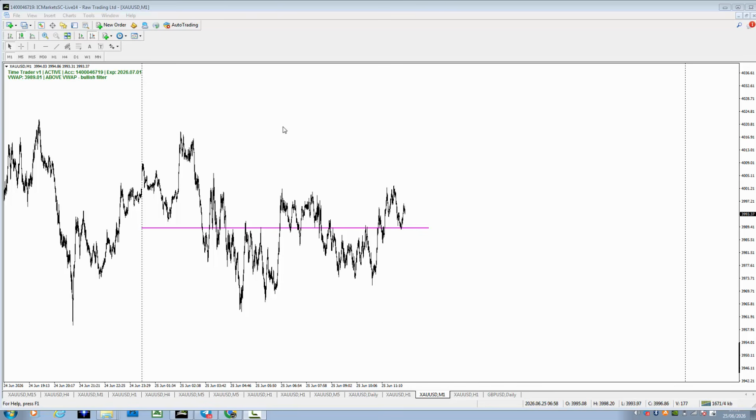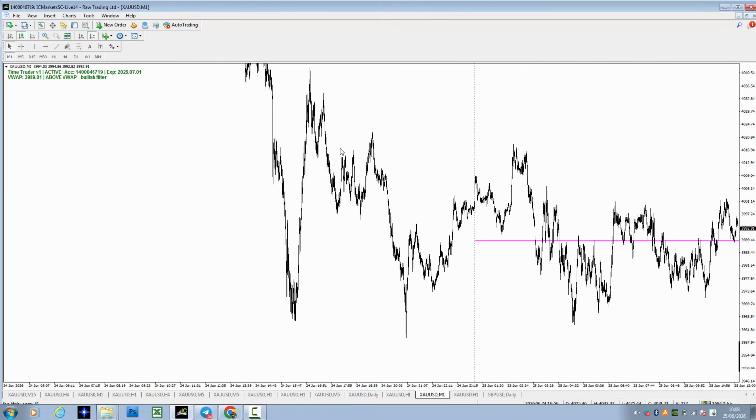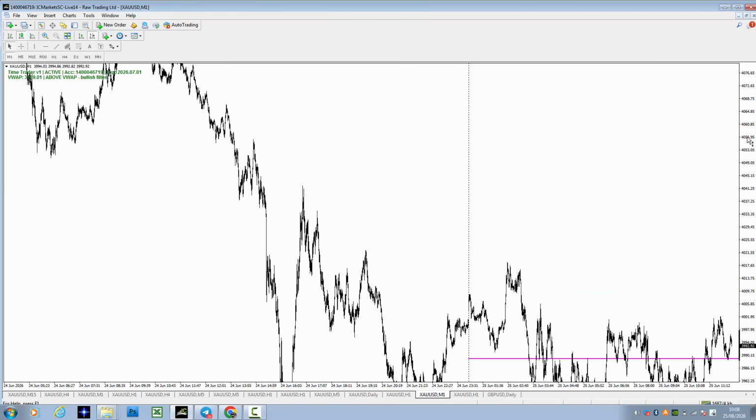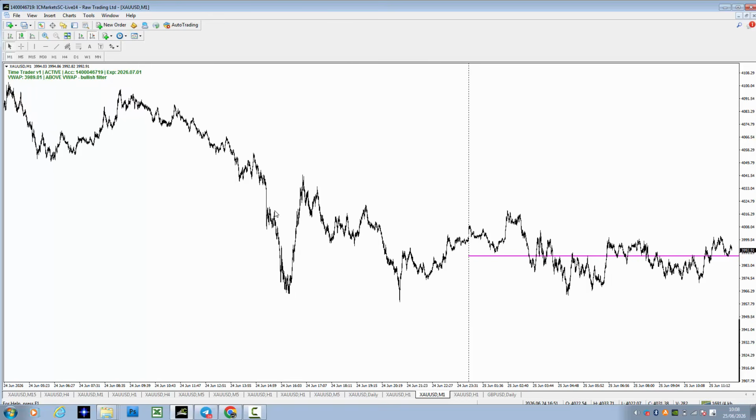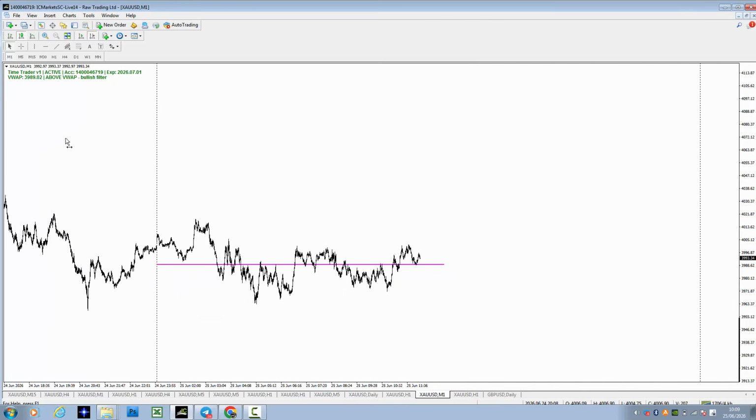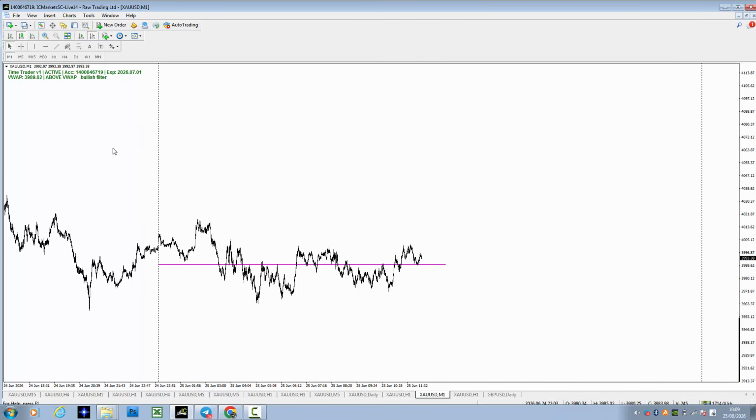Yesterday I made 500 points on gold using it, and if we look at yesterday's price action, I didn't even trade until the afternoon session. I was only up around about here, and I managed to scalp 500 points in that little section there. So I'm going to take you through Time Trader and how to set it up.